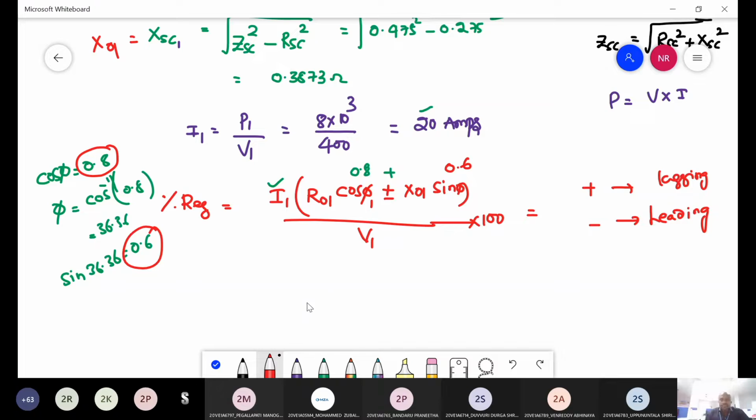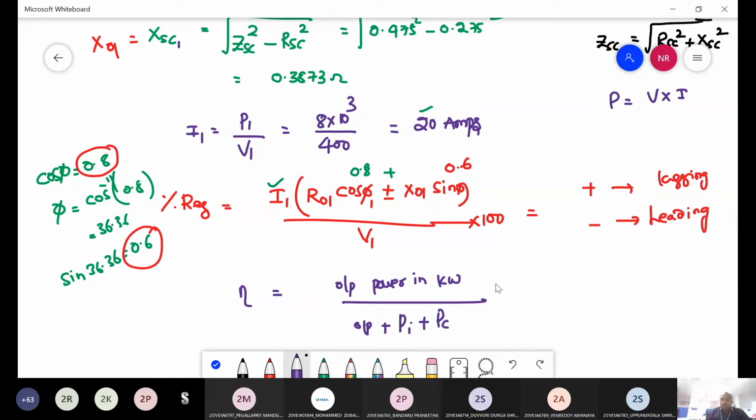Then efficiency. Efficiency is very clear. What is the efficiency formula? Output power in kW, by output plus iron losses plus copper losses, into 100. So output power in kW: the transformer output power at full load in kVA is 8. In kW, it is kVA into cos phi. Cos phi is how much? 8 into 0.8 into 10 to the power 3.